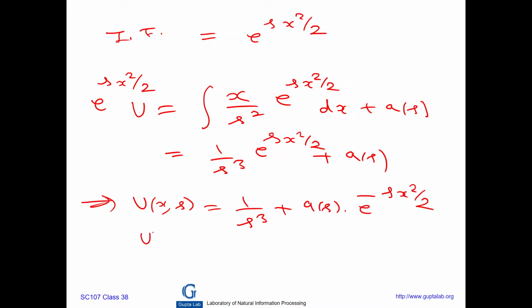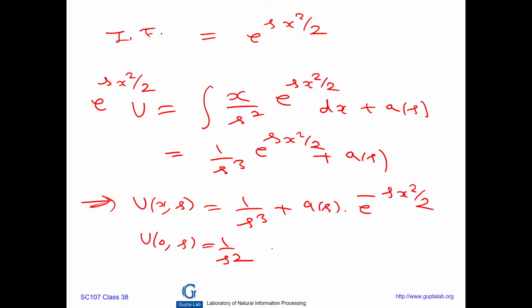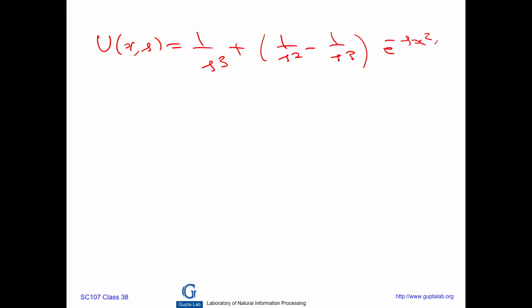Now using the condition that U of 0,s is nothing but 1 over s square, I got it. How? By transformation here, right? From this equation if I apply, you can see that here U of 0,s is 1 over t square, sorry, 1 over s square. So I can use this value here. We get the value of the constant a of s as 1 over s square minus 1 over s cube, right? Which is only a function of s. So U of x,s becomes 1 over s cube plus 1 over s square minus 1 over s cube times e raised to power minus s x square by 2. अभी हमारा आधा काम हुआ है, right?